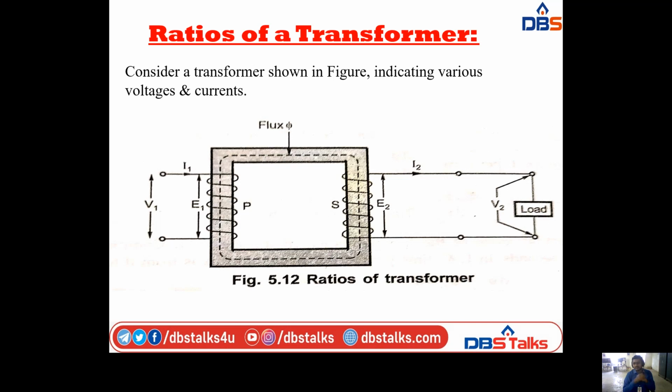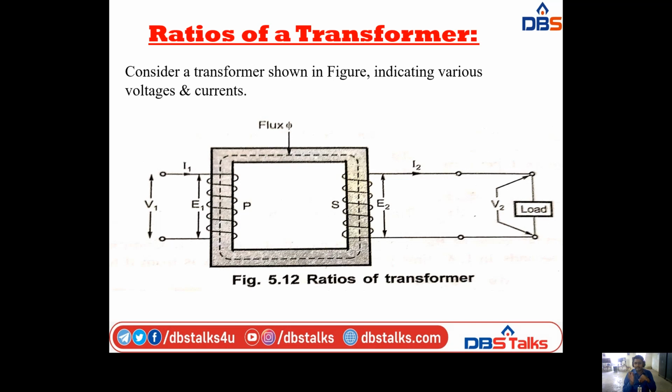Actually we have two types of ratios. One is voltage ratio and another one is current ratio. So here I am considering a transformer indicating various voltages and currents. If you observe this diagram, I am taking a magnetic core in rectangular shape, and two windings, one primary and another secondary. The primary winding on the left side is connected to the supply voltage, and the secondary winding is connected to the load. The primary winding consists of N1 number of turns, and the secondary winding consists of N2 number of turns.